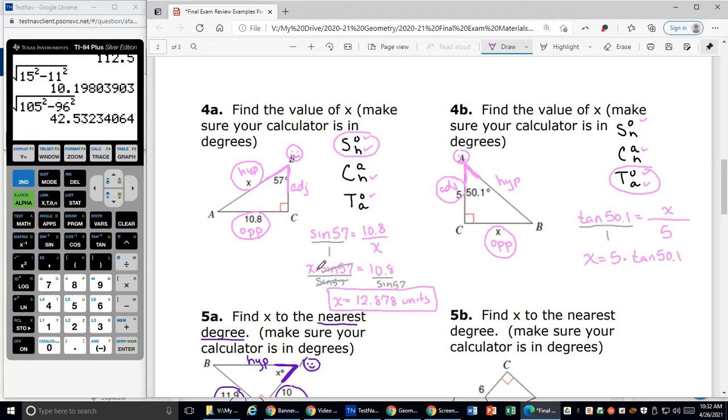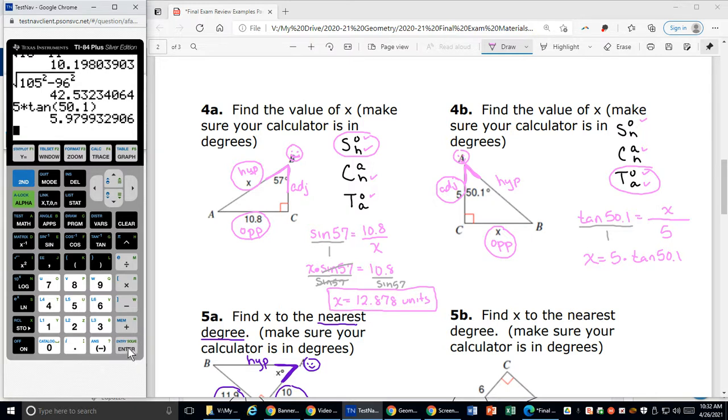Notice I have x equals, whereas over here I had x times. So since I'm already x equals, I can go straight to the calculator and do 5 times the tangent of 50.1. Close that parentheses. Sometimes it's important. And hit enter. And my value for x equals 5.9799, so 5.98 if I round correctly. And these are units.